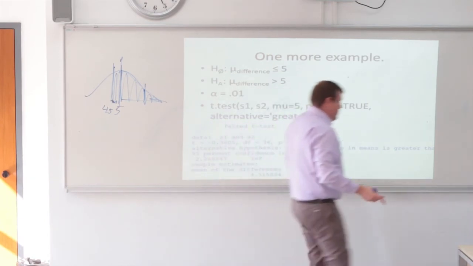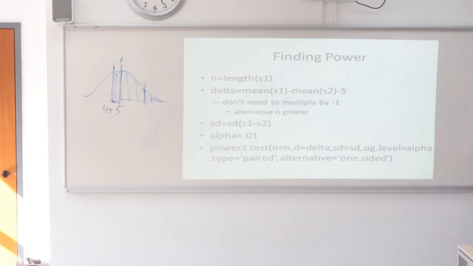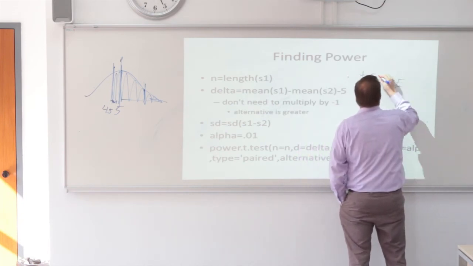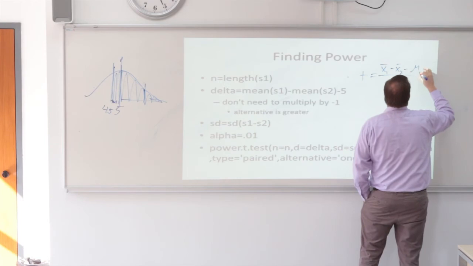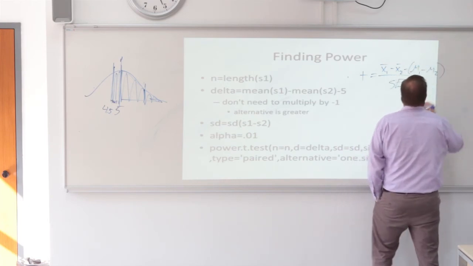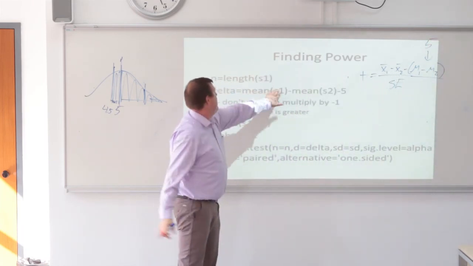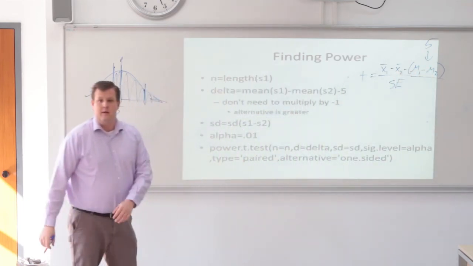Okay, what do we do? Should fail to reject. All right, let's find the power. So we already have the n, we already have the standard deviation that we computed last time, we already have the alpha. The delta here is different though, right? So the delta, again, if we draw our formula for the t, we got the standard error on the bottom, x1 minus x2 minus mu1 minus mu2. So this part in here, this is 5. So we should take the mean of sample 1 minus the mean of sample 2 minus 5. Okay?